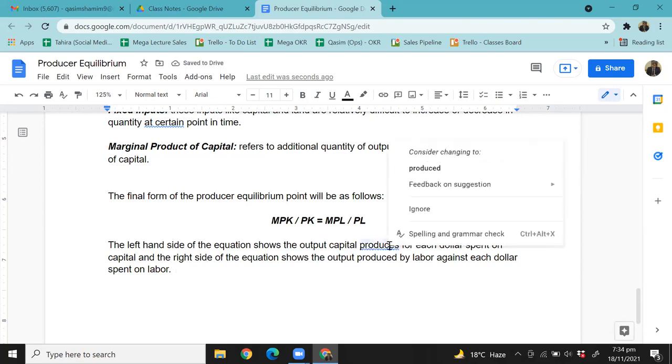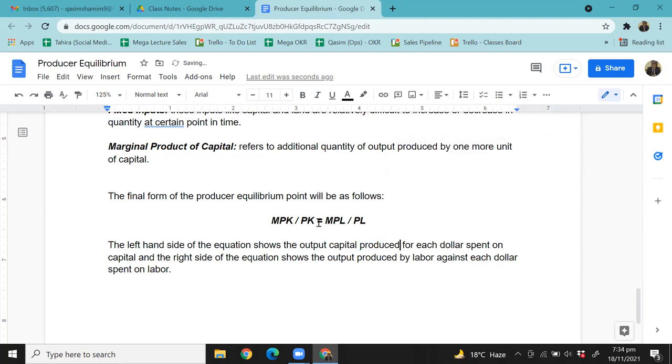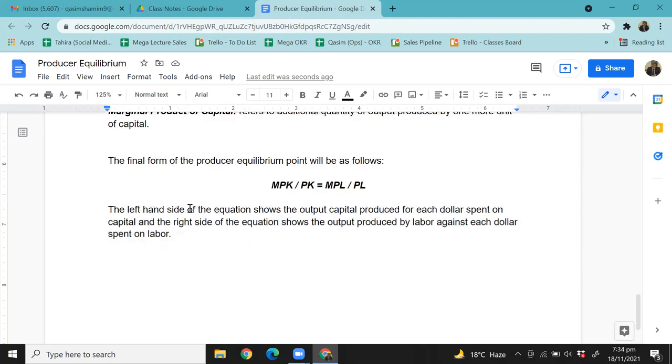I've not written any complicated explanation. I've just explained it in simple English. Now, let's see what this means. The left-hand side of the equation shows the output that capital produces for each dollar spent on capital, and the right side of the equation shows the output that labor produces against each dollar spent on labor, right? How do we know that?